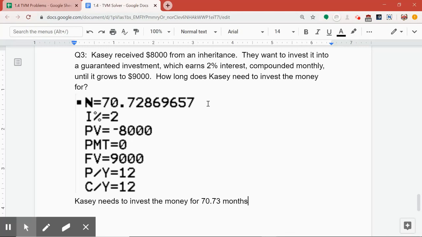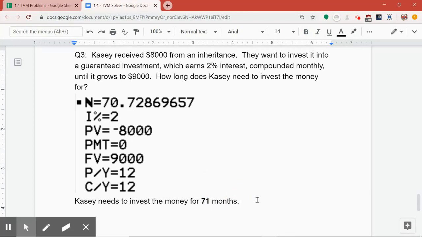Now, here's the thing. This interest gets put onto the investment every month. So even though it would accumulate what is needed partway through month 70, the interest doesn't actually get compounded or added until the end of the month. So this has to be rounded up to 71. And it will always be rounded up. So if my answer was 70.2, I would round it up to 71 because the interest wouldn't be paid in full until the end of the month.